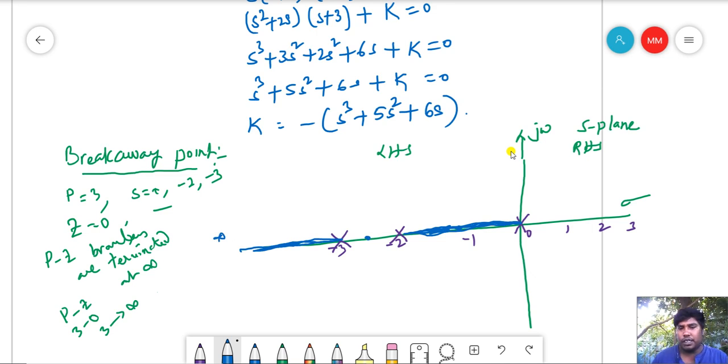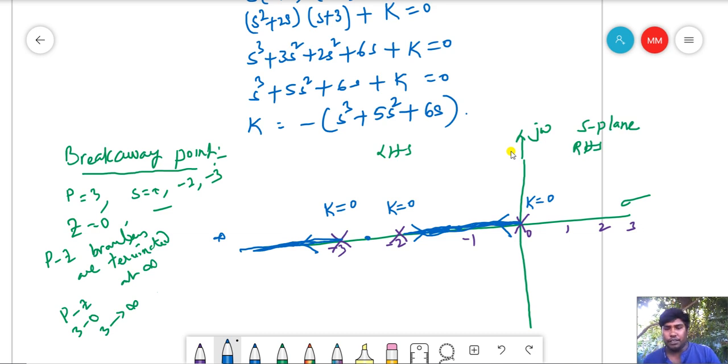So see, from the S-plane concept, the root locus always starts at an open loop pole with gain k equal to 0. So it is starting here with gain k equal to 0, and it is also starting here with gain k equal to 0. So starting means we will show the direction in this way. This is the direction.